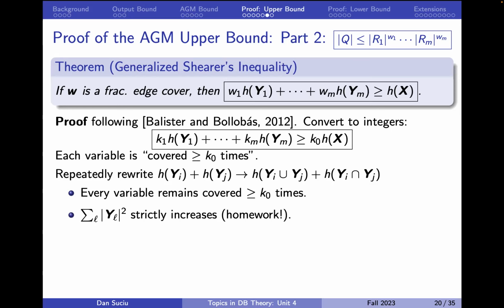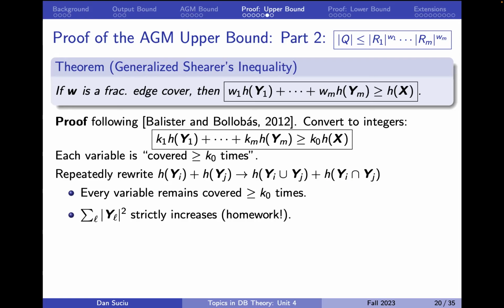Observation number 2, this is on the homework. As you replace two sets with their union and intersection, the sum of the squares of their cardinalities strictly increases. What this means is that if this has 2 variables, this has 2 variables, now we have 3 variables in one. The sum of the squares, 2 squared plus 2 squared, will be strictly less than 3 squared plus 1 squared. So we always make progress with these submodularity applications.